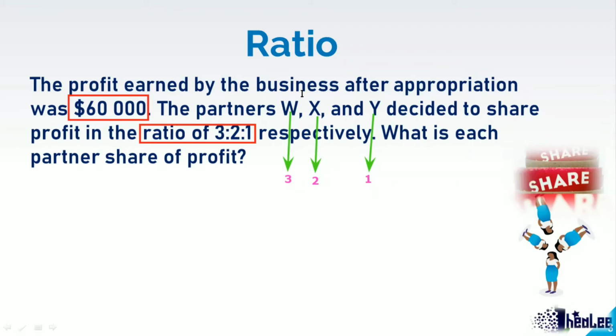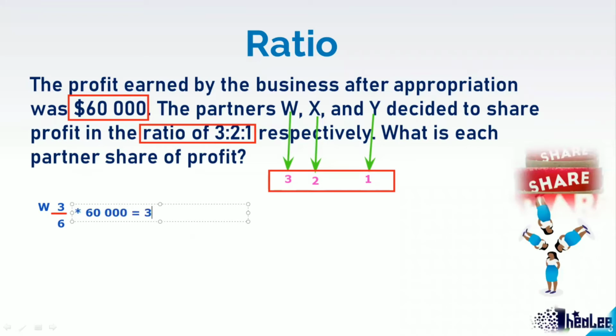Now, in applying it, each of these numbers represents the numerator, and the total would represent the denominator. So I'm going to work out now the responses to see what each partner should get based on the ratio of 3 to 2 to 1, respectively. And we're going to begin with W. So W is to get 3 out of the total. The total right there is 3 plus 2 plus 1, and that gives you a value of 6.